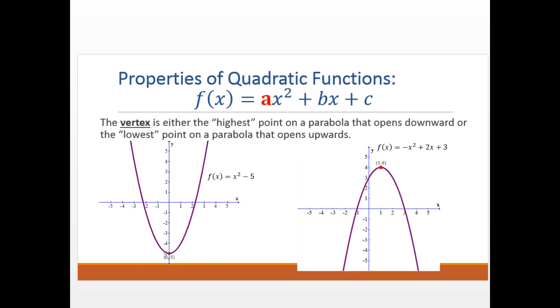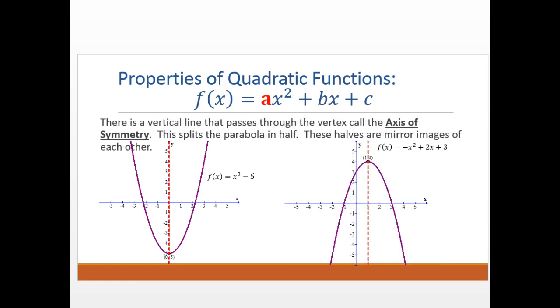The vertex of a parabola is either the highest point if the parabola opens downward or the lowest point if the parabola opens upward. We look at our two examples. Our f of x equals x squared minus 5. The vertex is the very lowest point in the parabola. In this case, it's 0, negative 5. In our second example, we have f of x equals negative x squared plus 2x plus 3. Therefore, we know this parabola faces downward, and so the vertex is the very highest point. In this case, that point is 1, 4.